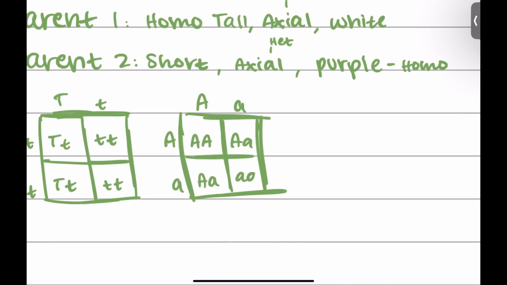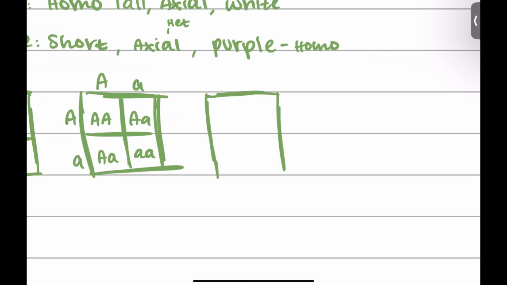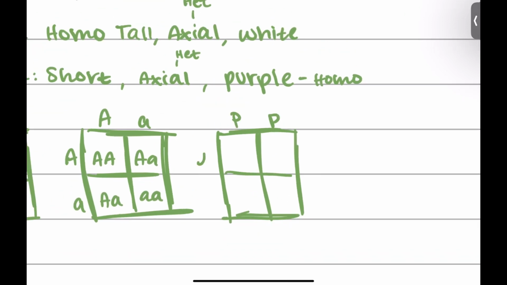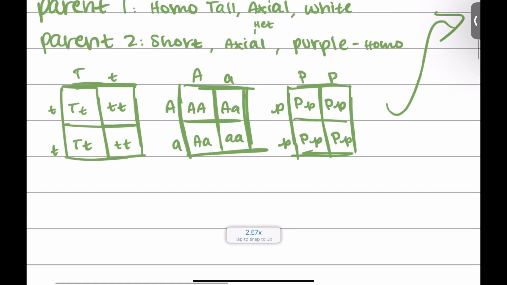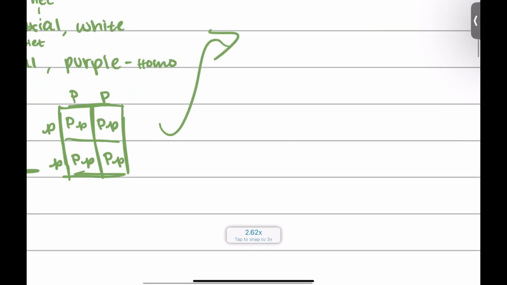So like we did with the last one with the hetero times the hetero, it's going to be the 1 to 2 to 1 ratio. And then lastly, the purple and the white is going to be big P, and so it's all going to be heterozygous. That's the result because it's a purebred x purebred. And so that's what we're going to do.